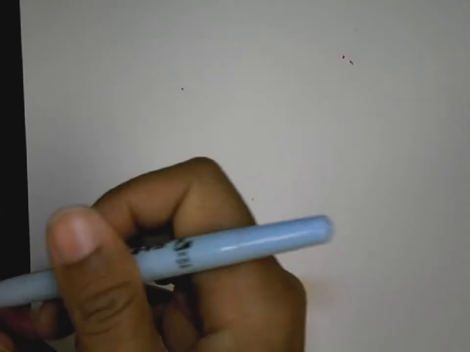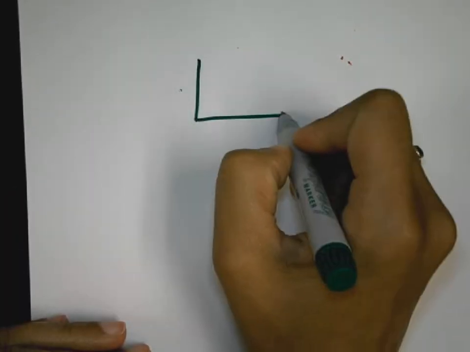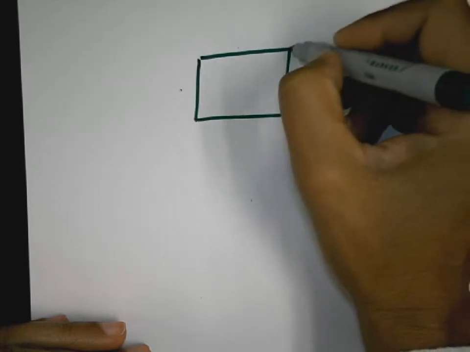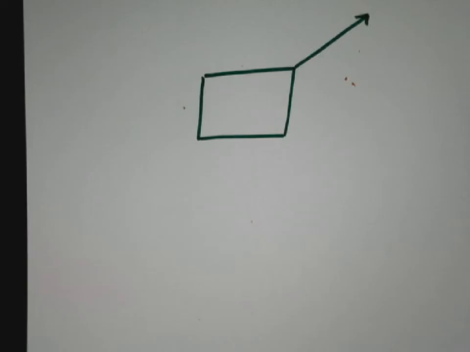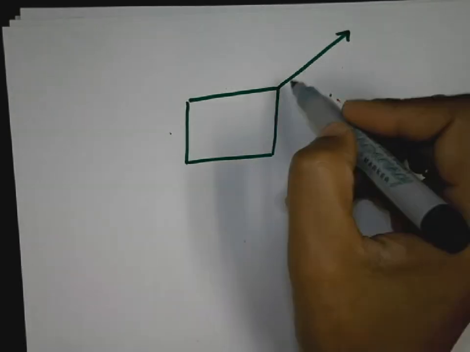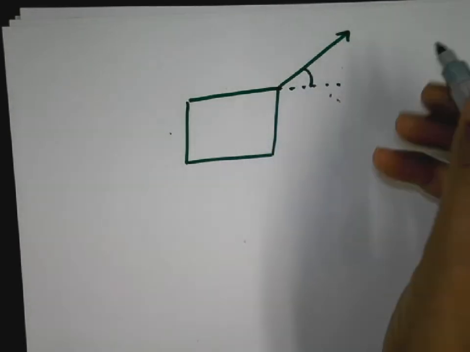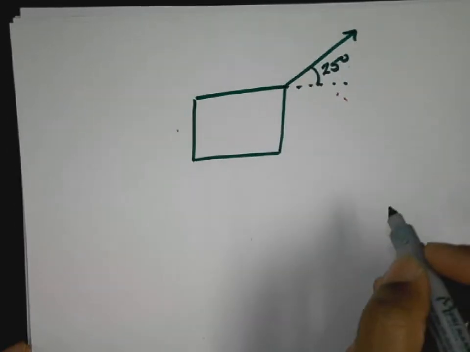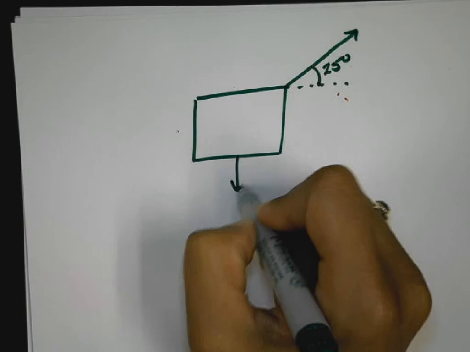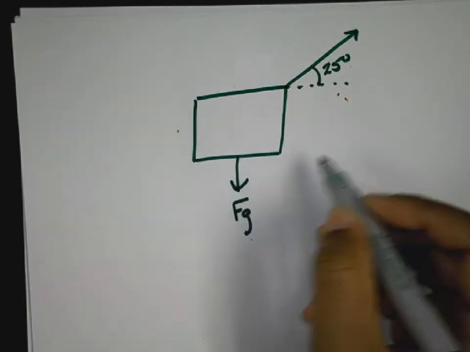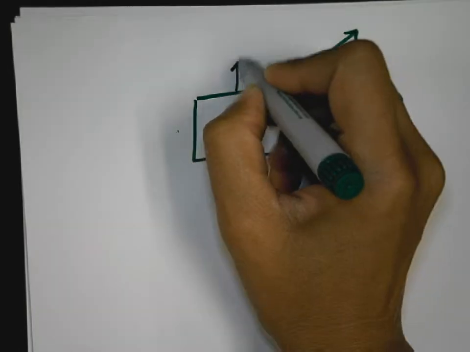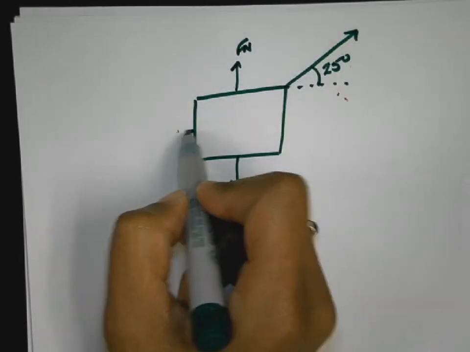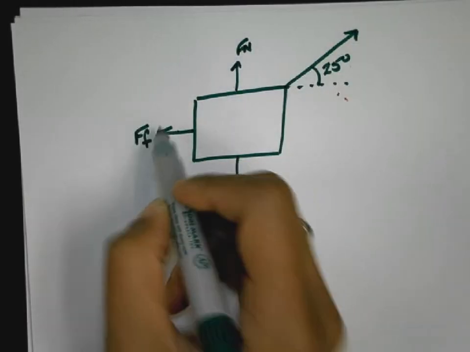Again, always start with a diagram. I'm going to use green on this. I have my crate. I have a pull upwards. I know my angle, which is 25 degrees. And if I do the rest of my forces, I have force of gravity down. I have normal force up. Force of friction out the back.